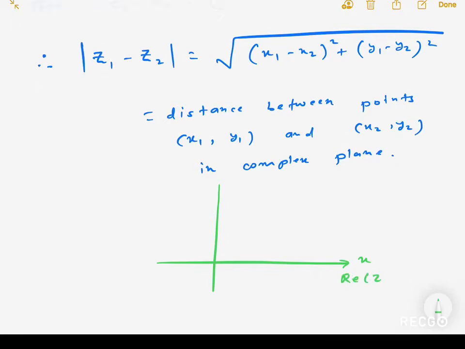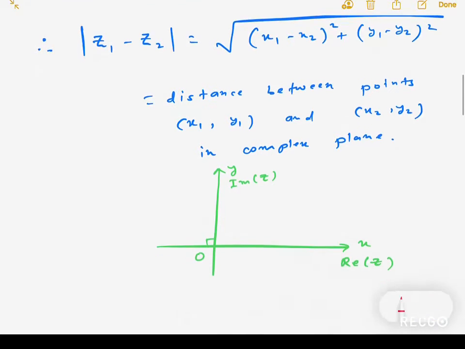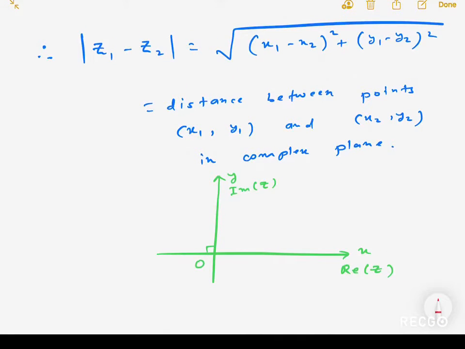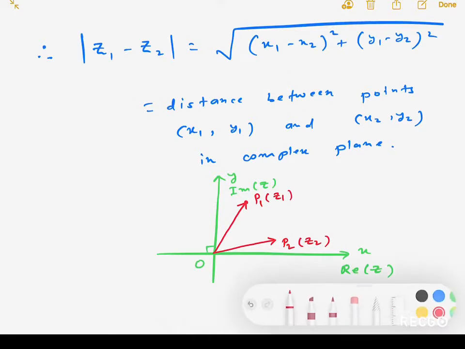Let's say this is the real axis, same as the x-axis in Cartesian plane, and this is the imaginary axis, same as the y-axis in Cartesian plane. This is the origin. Now suppose that there are 2 points in the complex plane, and these 2 points represent the points with affix z1. Other point, let's say that this point is p2 with affix z2.